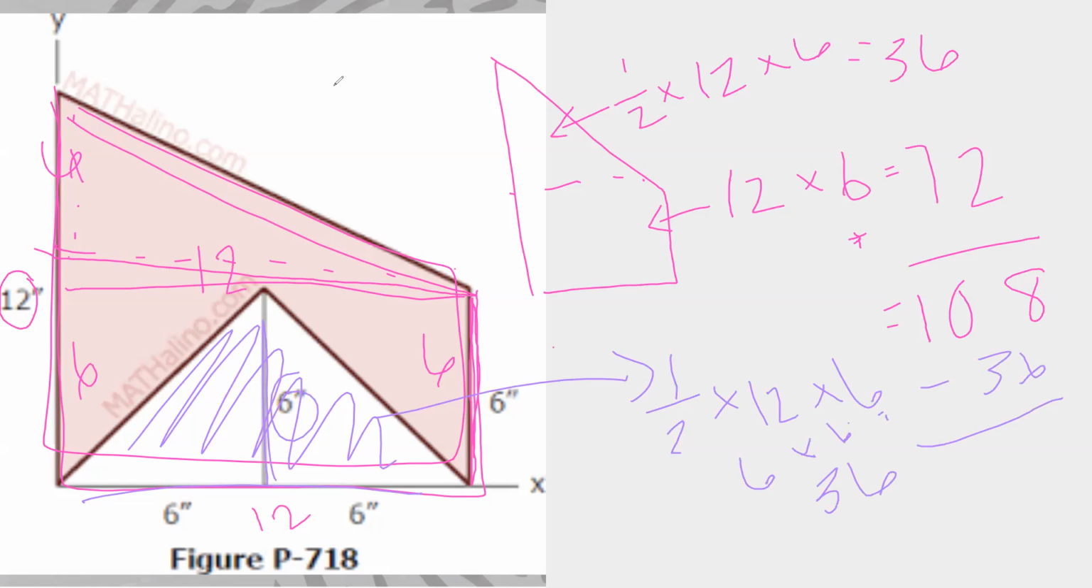So if I have 108 minus 36, I get 72 as my final answer. It doesn't tell you what the unit is, but you can just put 72 U for units and then squared.